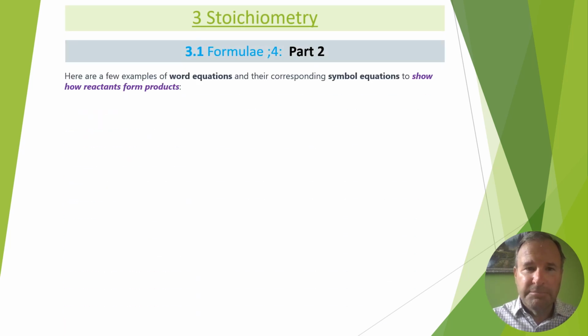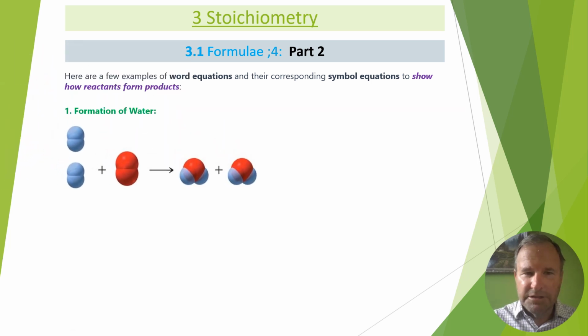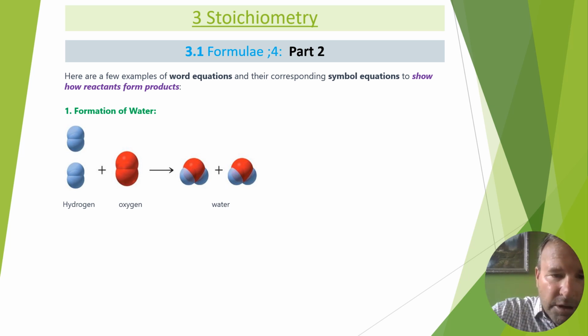Here are a few examples of word equations and their corresponding simple equations that show how reactants form products. This is the formation of water. You can see 2 molecules of hydrogen. So you've got 1 molecule here, there's a second one, and then you've got 1 molecule of oxygen. We get 1 molecule of water and a second molecule of water here.